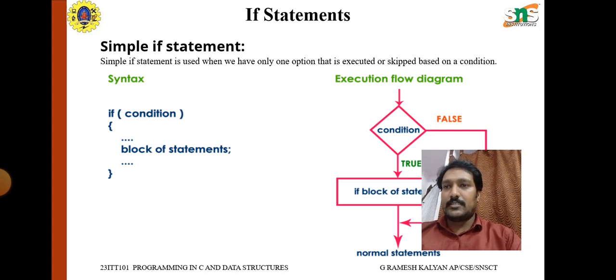The syntax is if of condition, open curly brace, block of statements, then close curly brace. Initially we give a condition, then a block of statements, and we close the brace. How it works: a condition is given. If it is true, the block of statements is executed and then it goes back to the normal statements. If it is false, the block of statements is not executed, and it goes back to the normal statements.